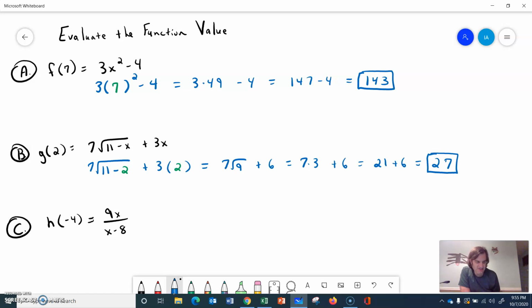The last one down here, h of negative 4, and that function is 9x over x minus 8. So we're going to plug that negative 4 in, so we will have 9 times negative 4 over negative 4 minus 8. So as we clean that up, we will have negative 36 over negative 12, or 3. So in h, when we put in negative 4, we get 3 back.